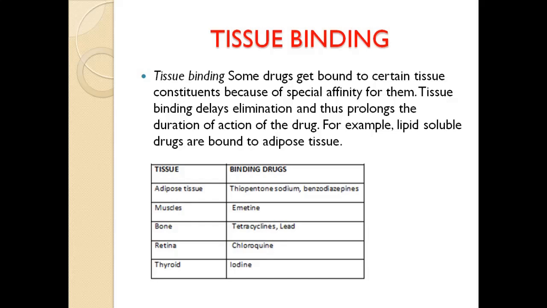Here we have a table of the tissues and various binding drugs. In the adipose tissue, the drugs which get bound are thiopentone sodium and benzodiazepines, whereas in the muscles, emetine, in the bone, tetracyclines and lead, in the retina, chloroquine, and in the thyroid, iodine. So when these tissues bind the drugs, there will be the specific action of the drug on the specific tissues.